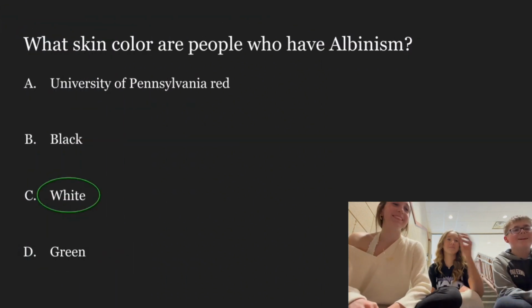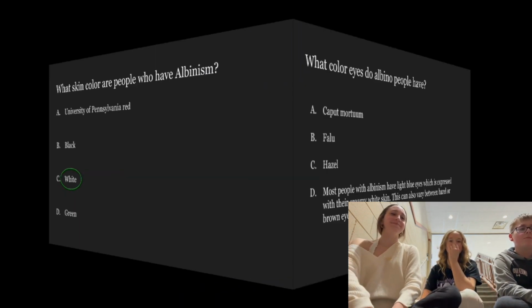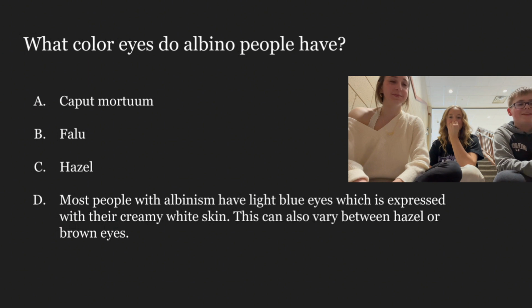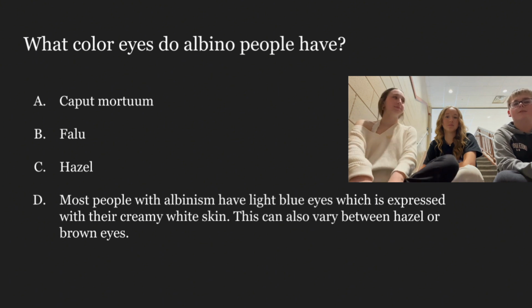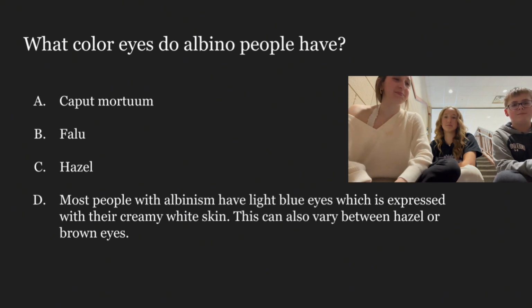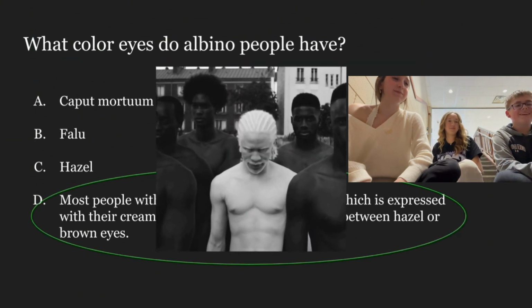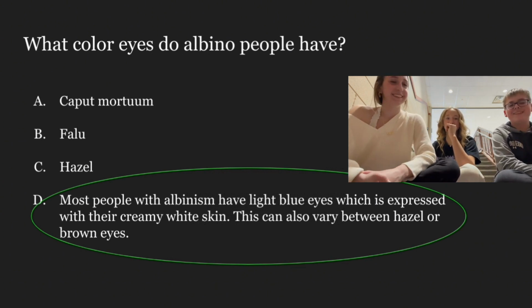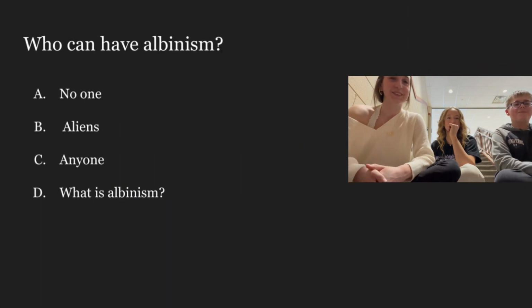And then, what color eyes do albino people have? A, caput mortem, B, blue, C, hazel, or D, most people with albinism have light blue eyes, which is expressed from their creamy white skin, which is only OCA2, remember that. And this can also vary between hazel or brown eyes. We'll give you guys about 6 seconds to figure that out. Most people with it, answer D is correct. Let's hope you got that one right.